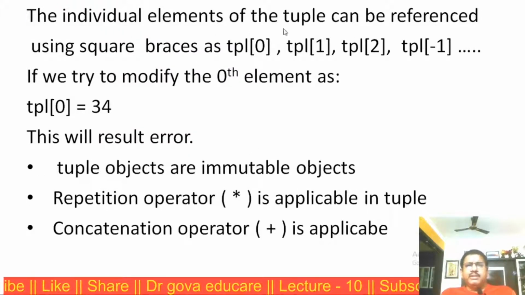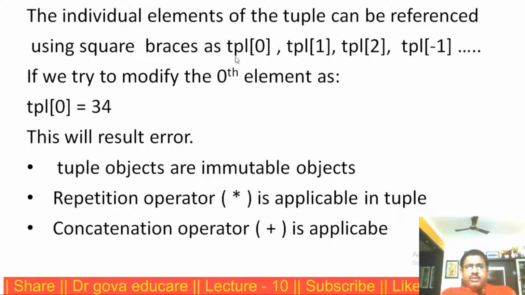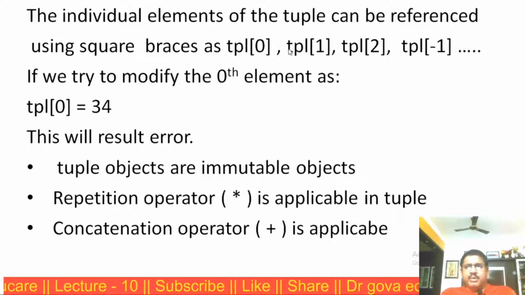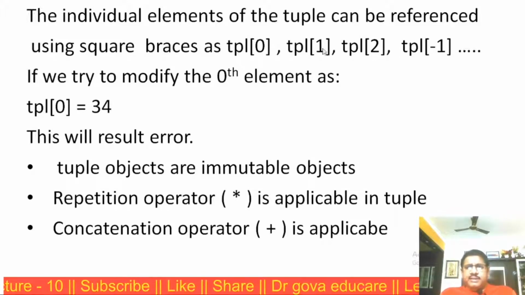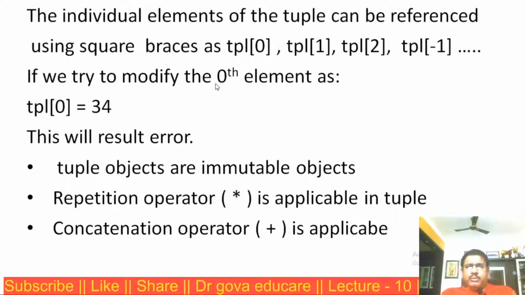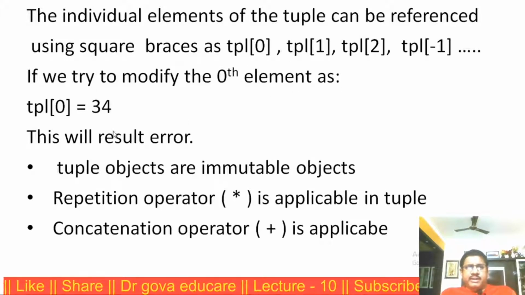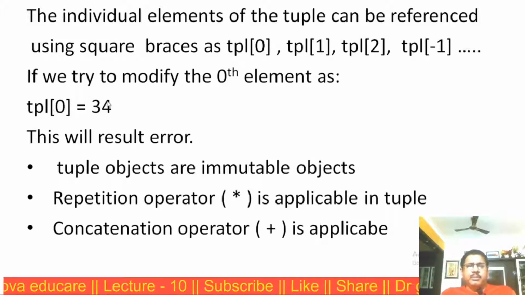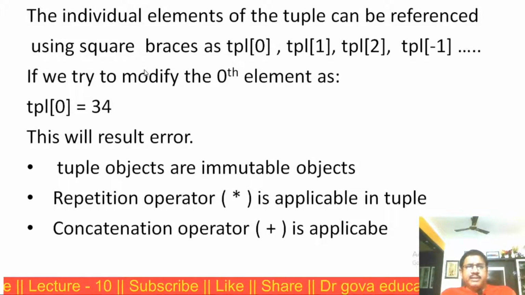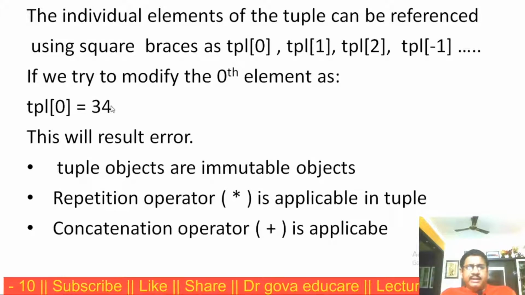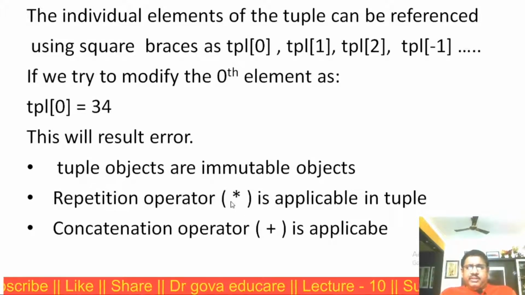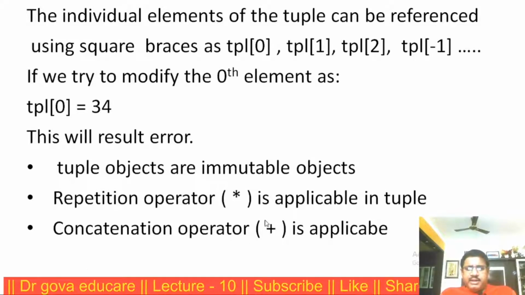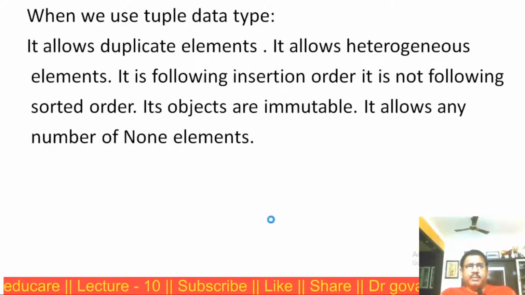Same, the individual elements of the tuple can be referenced using square brackets. Tuple[0], this is the index. Same, positive index, negative index. If you are trying to modify the 0th element in the tuple, item assignment is not applicable because the tuple data type is immutable. We get the error. The repetition operator is applicable in tuple. The concatenation operator is also applicable in tuple.